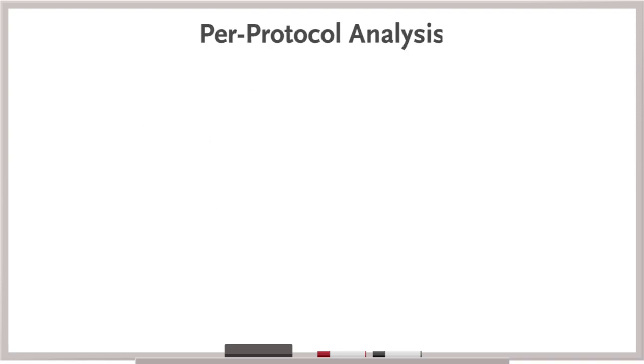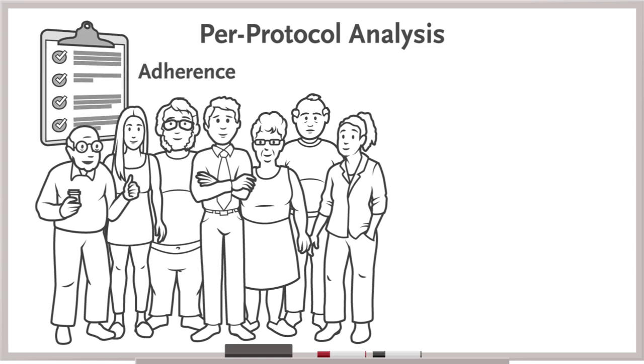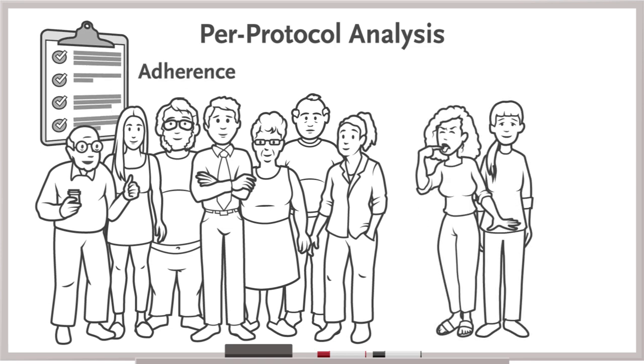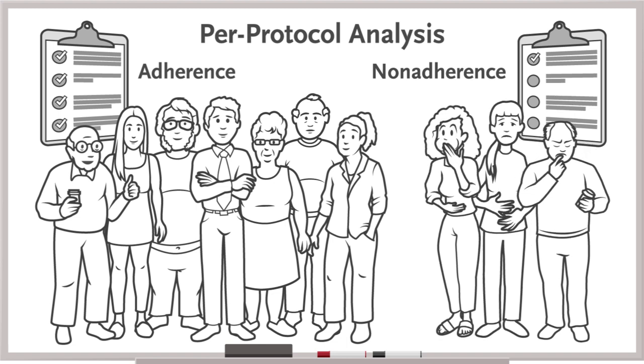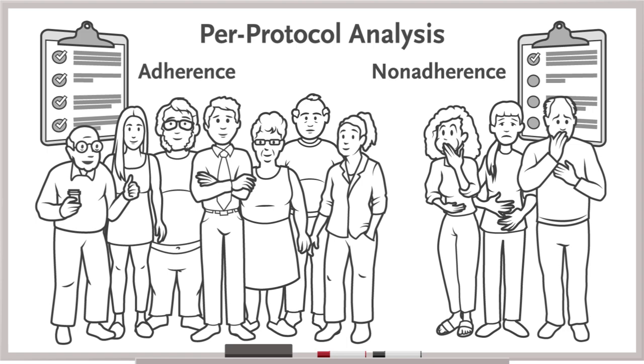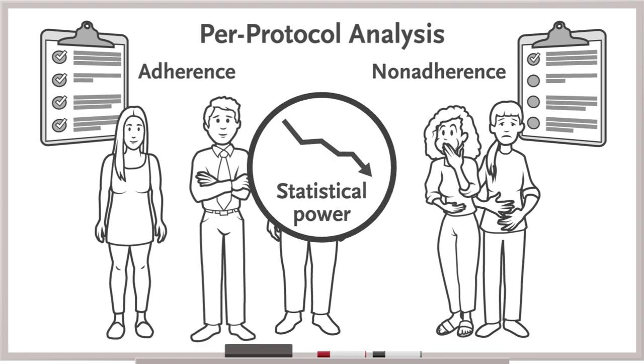A per protocol analysis focuses only on participants who stuck to the protocol, excluding those who didn't take the pills, switched treatment arms, or took the pills differently than prescribed. It might sound dreamy, but this approach comes with its own problems. First, you might exclude participants who stopped the treatment because of its side effects. That's important information. Second, excluding participants slashes the sample size and reduces statistical power.